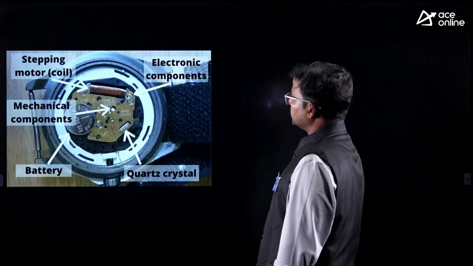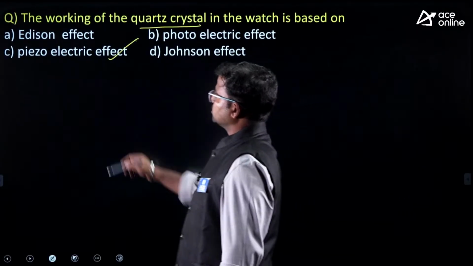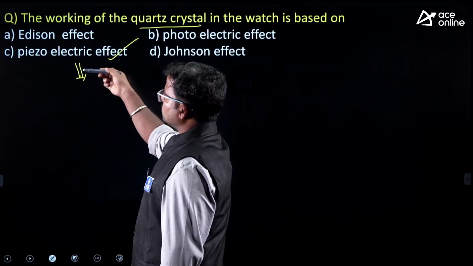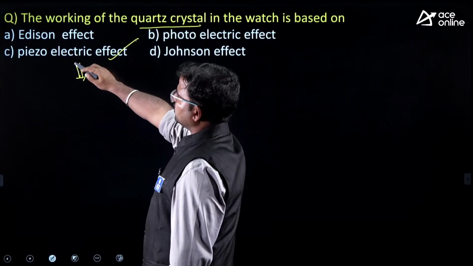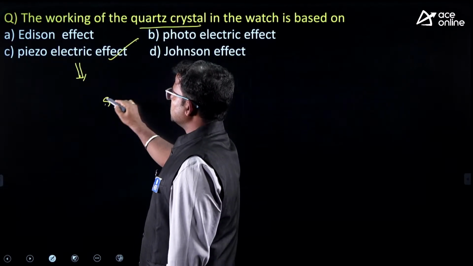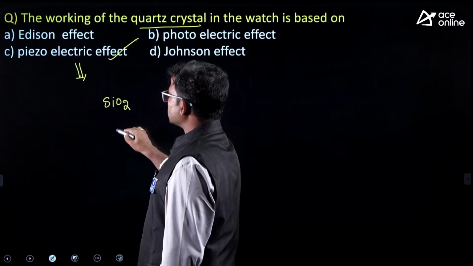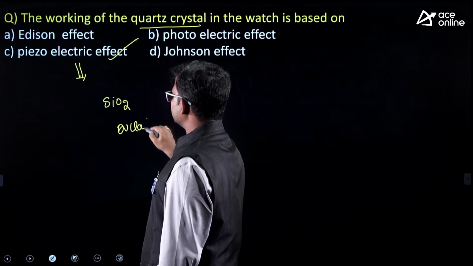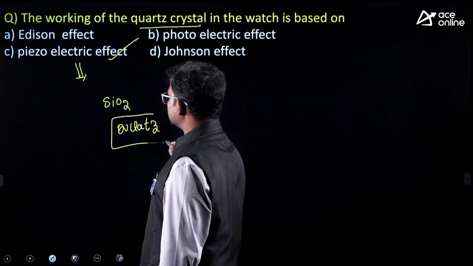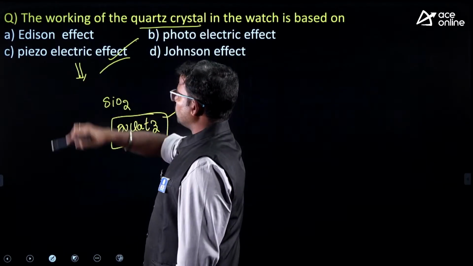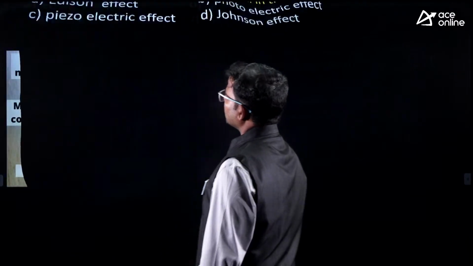Finally, the question is how to produce ultrasounds, or what kind of material is majorly used in the piezoelectric method. Silicon dioxide. This is called quartz. Silicon dioxide is considered quartz. That's why option C is the right answer.